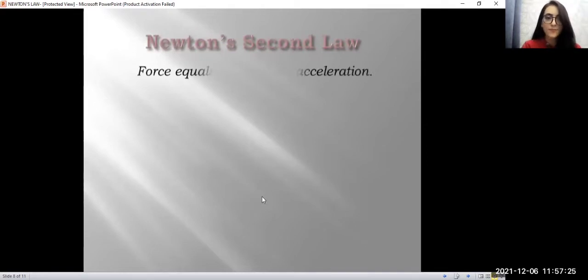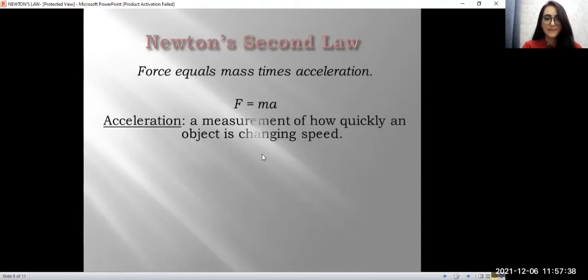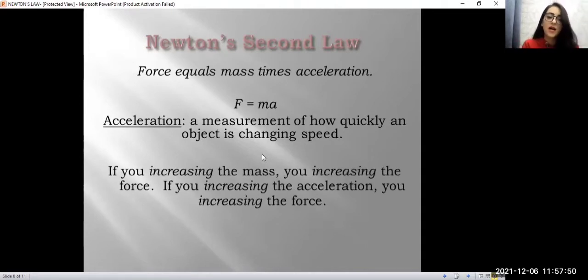Newton's second law. Newton's second law: force equals mass times acceleration. F equals m times a. So what is acceleration? A measurement of how quickly an object is changing its speed. If you increase the mass, you increase the force. If you increase the acceleration, you increase the force. If you decrease the mass or acceleration, you decrease the force.